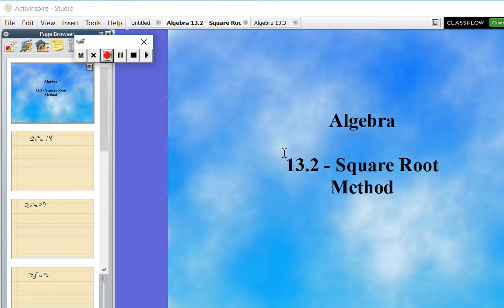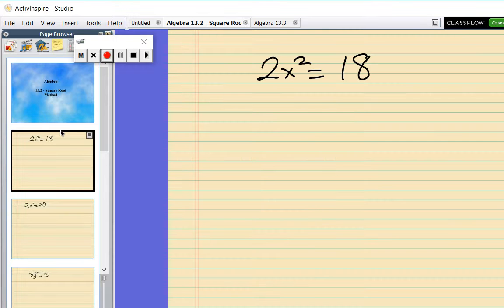Okay, this is the second method that you folks have to learn. It's called the square root method. It's a little different from the factoring method. There will be no factoring here. First step, you need to try and get the square term by itself. So in this case, the x squared. We're going to divide both sides by 2.